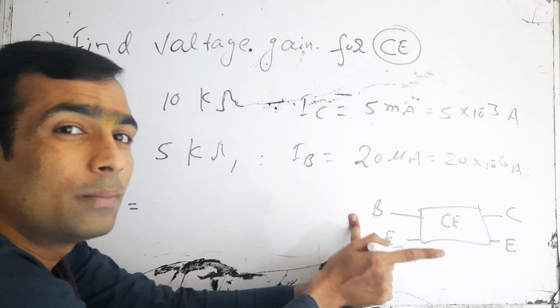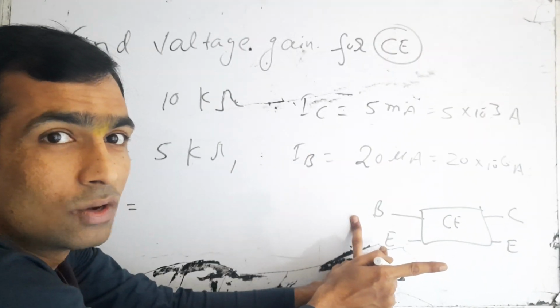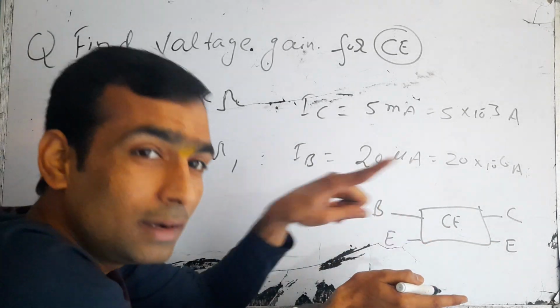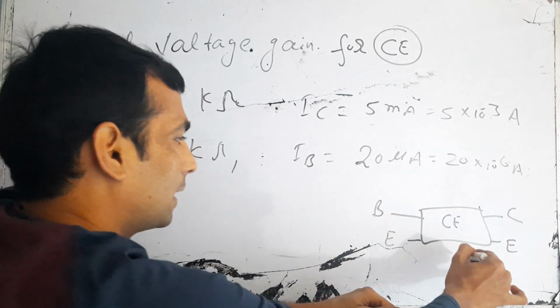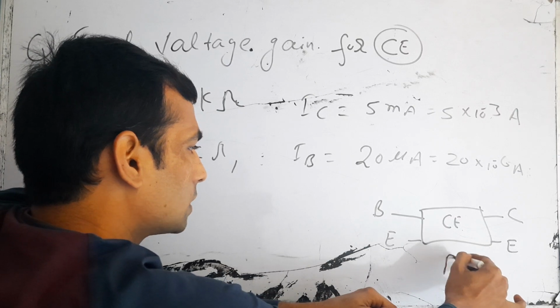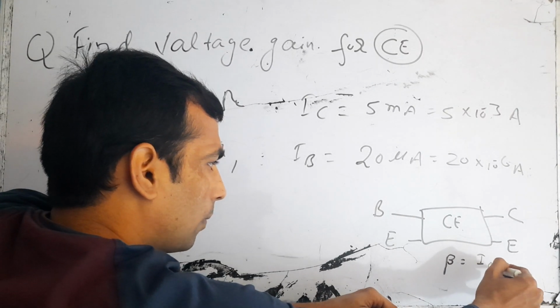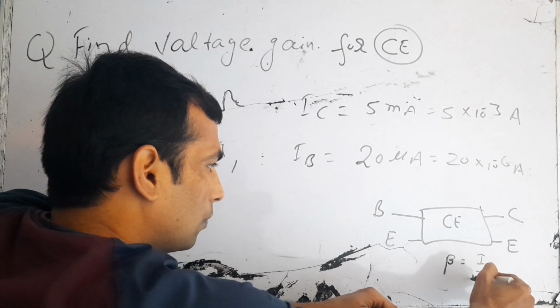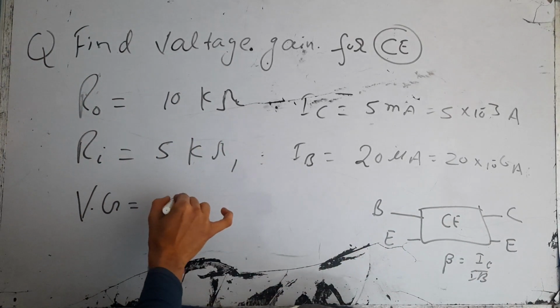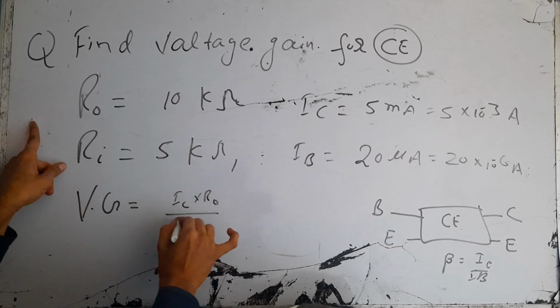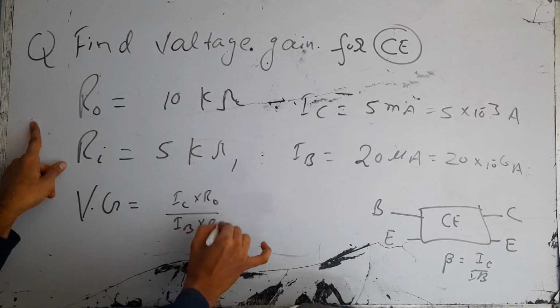No, sorry, I made a mistake. This is not the way. Why? Because it is IC upon IB, because the emitter is common. You told me that just now, right? So this is what you can call beta, the current gain. This is IC upon IB. Fine. So voltage gain is IC into R naught upon IB into R input.